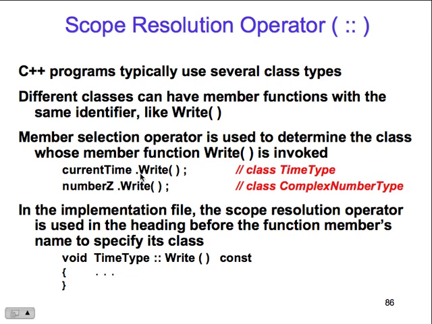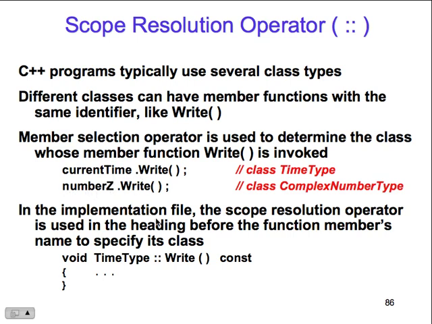And we can do this with cin and cout as well. If we have different implementations of cin and cout, we can say inside of iostream.h, or iostream scope resolution operator cin, or fiostream cin. We can run different methods from different classes, or implement or overwrite. So the member selection operator is used to determine whose member function write is invoked. Current time.write or number z.write.